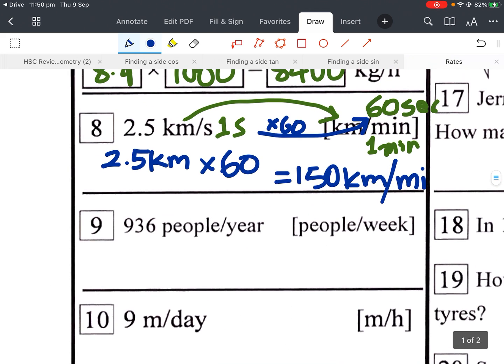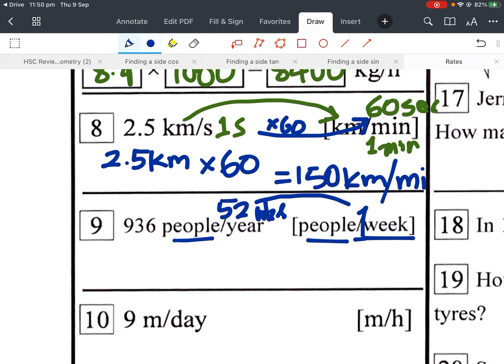All right, this one here, 936 people. You'll notice people is the same. And we've got here 1 year. And here we've got weeks. Now that stands for 1 week. How many weeks are in a year? Do you remember? Hopefully you said there are 52 weeks in 1 year. I have to change 52 down to 1. How do I change anything back down to 1? Hopefully you said, well, you divide by 52.